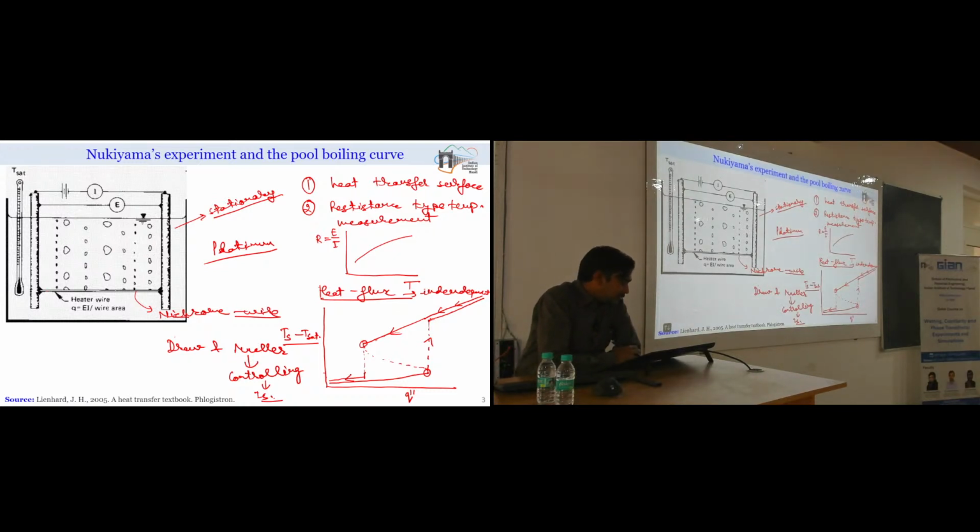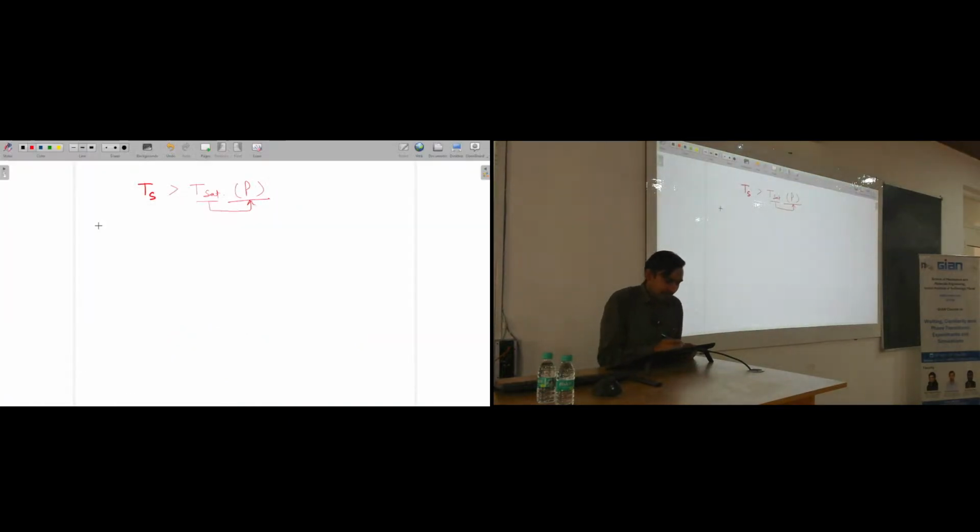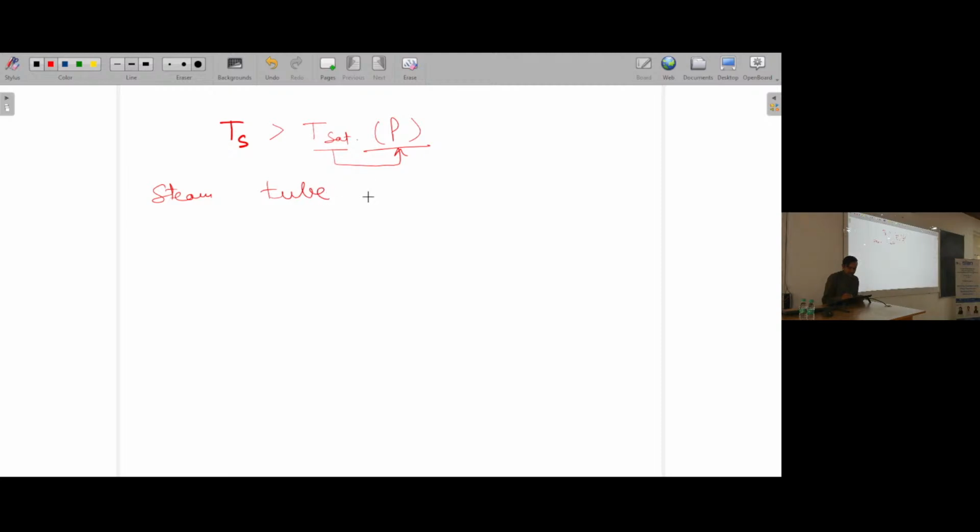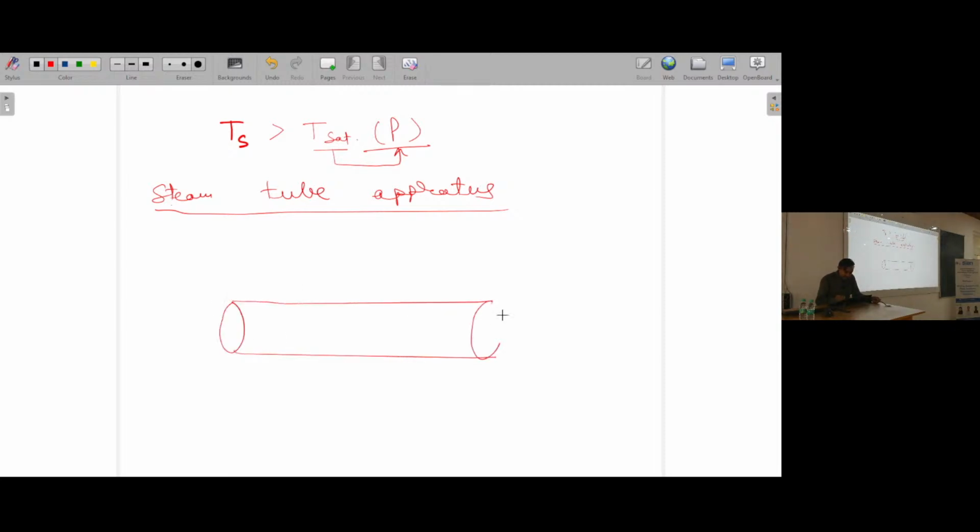So, what they did was employ a steam tube apparatus to perform the boiling under constant temperature conditions. A tube is considered, and inside this tube steam was allowed to flow at saturated conditions.